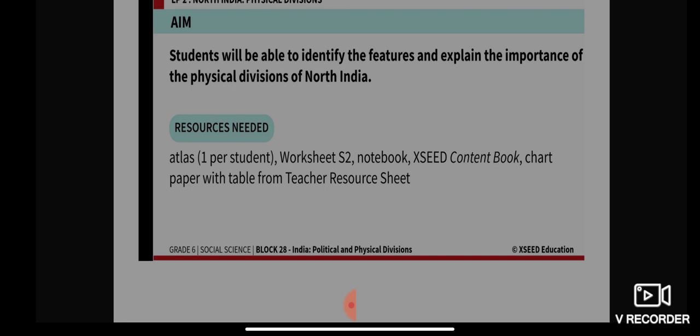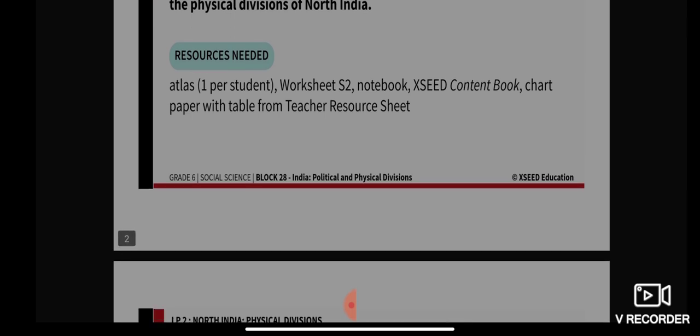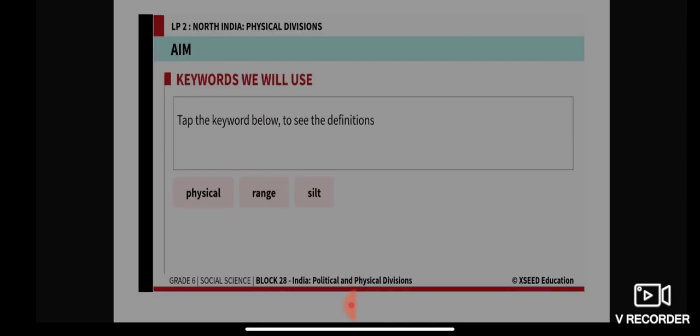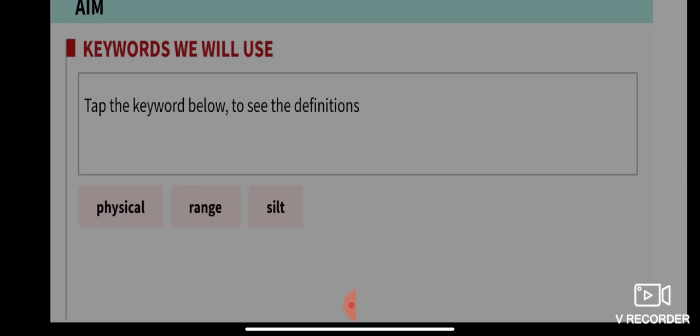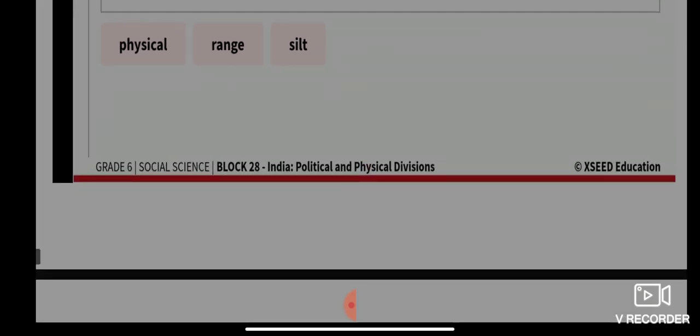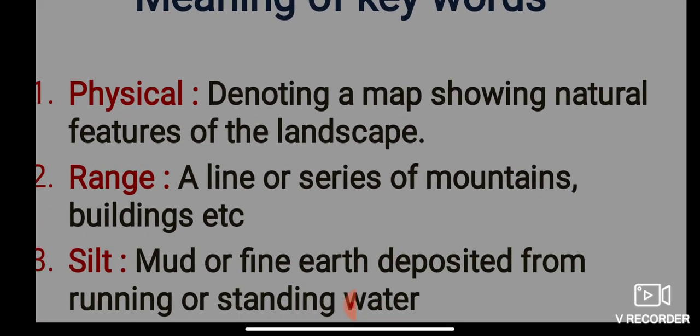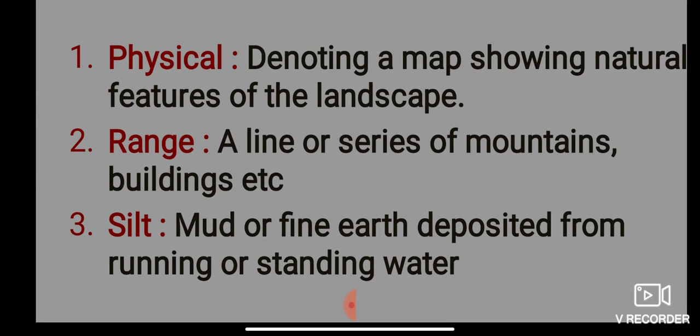Resources needed are a book of maps, that is an Atlas, your worksheet S2, notebook, exit content book, and the chart paper with a table. It is from the resource sheet that I will provide you. The keywords for today are physical, range, and silt. So let us learn the meaning of physical, range, and silt.